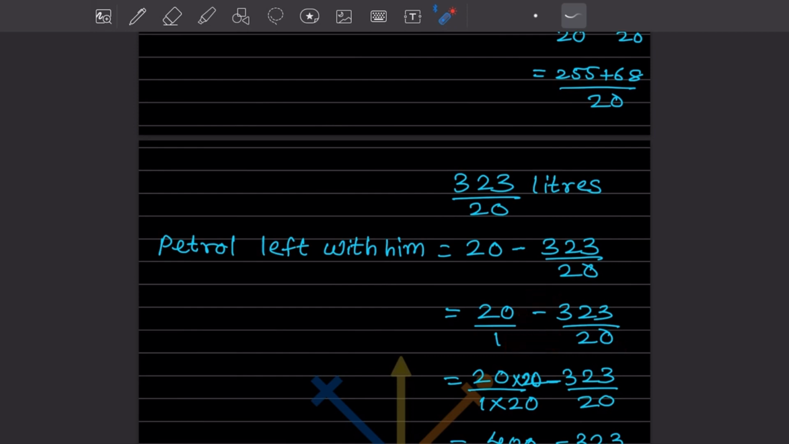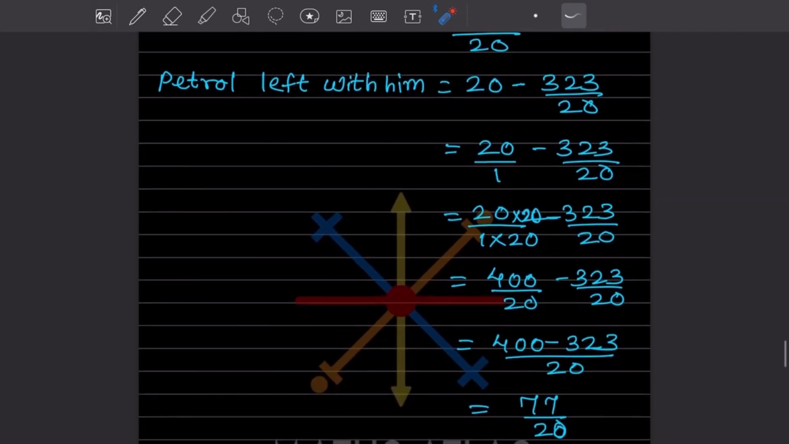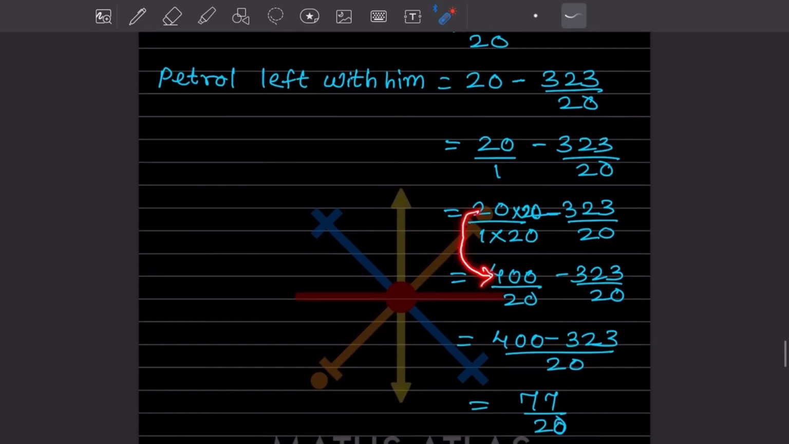So the step is written over here. So 1 multiplied by 20, so this also should be multiplied by 20. Now look here, 20 into 20, 400, 20, and here both the denominators are the same, so you write it only once. Subtract. When you subtract this, you get 77.